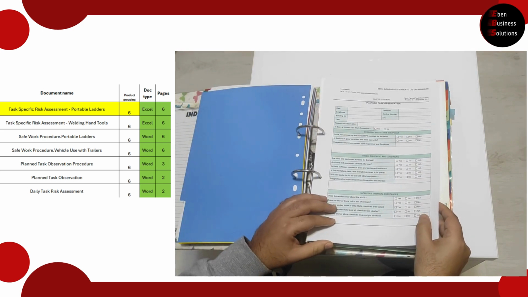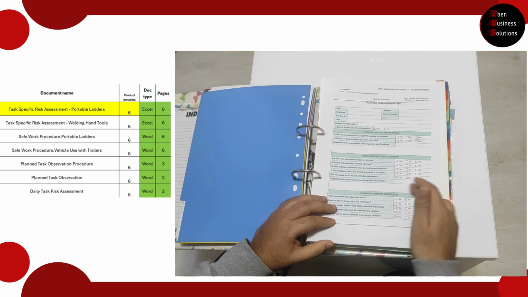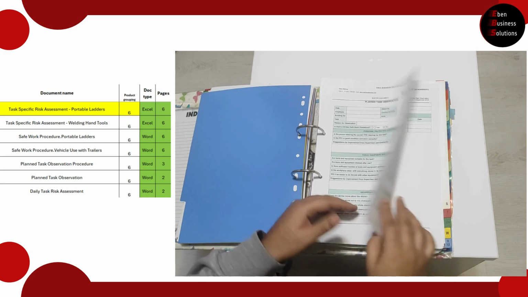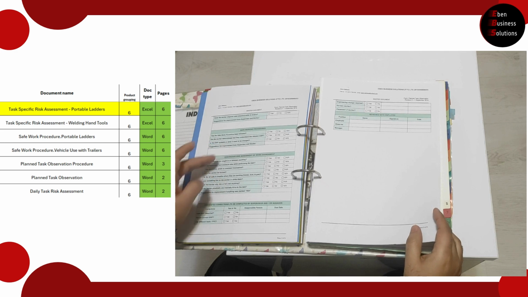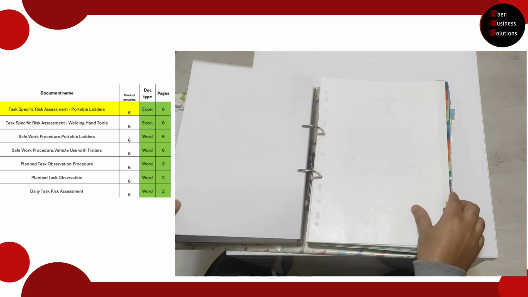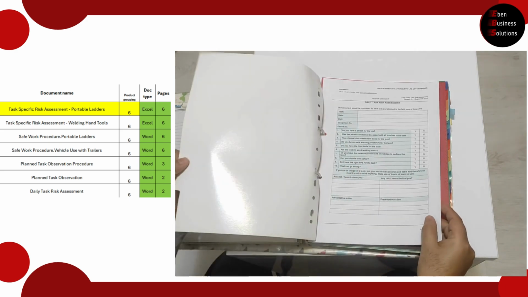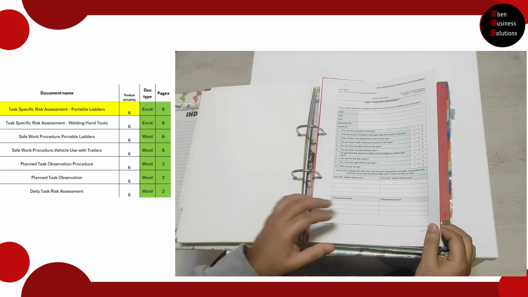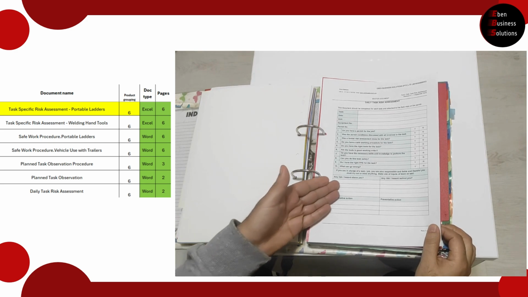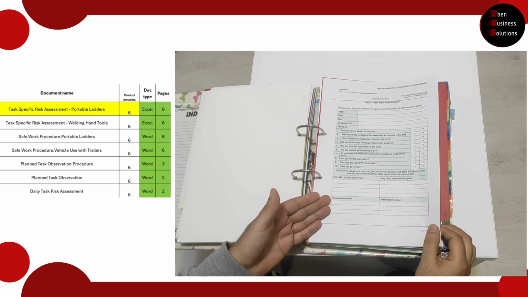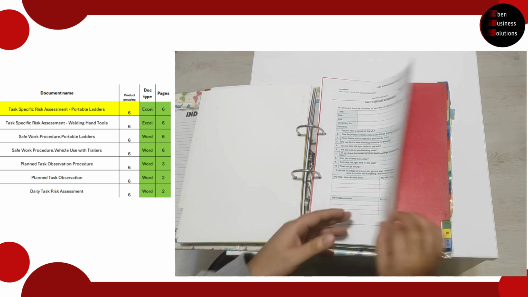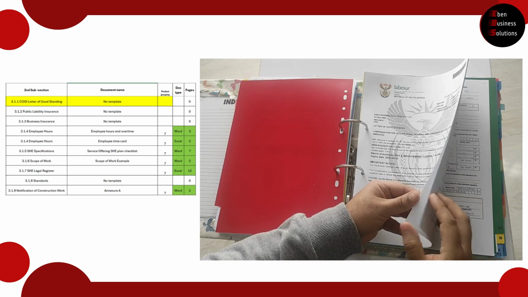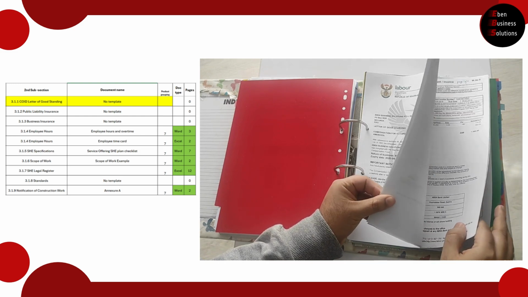Then we have the planned task observation form, in which you complete yes or no's against certain questions when you're inspecting PPE, tools and equipment, hazardous chemical substances, safe working procedures. And then we have a daily task risk assessment with yes or no questions and space where you can add any risks or hazards being identified and what are the preventative actions. In this section, you place your letter of good standing on an annual basis, the latest version.